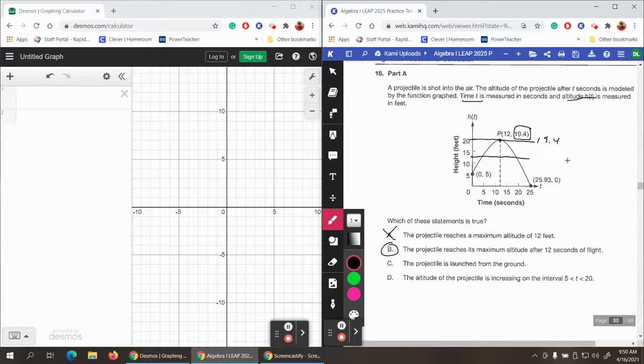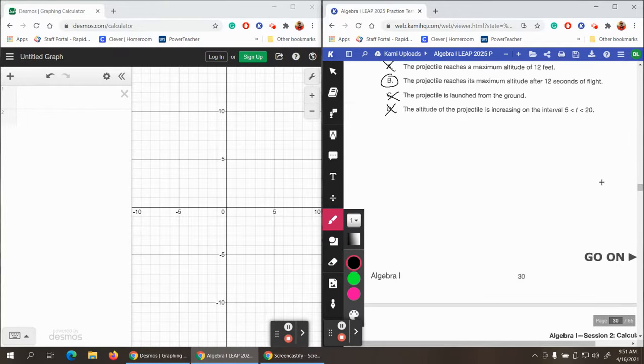The projectile is launched from the ground. Look, this is the ground, right? 0 altitude, 0 is the ground. It has a starting point of 5 feet above the ground. So this is not true. The altitude of the projectile increases from 5 to 20. All right, from 5 to 12, it goes up, but from 12 to 20, it goes down. So that's not true. So B is the only one that can be the answer.